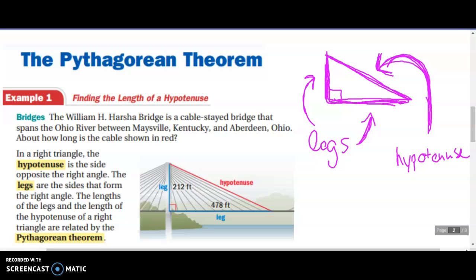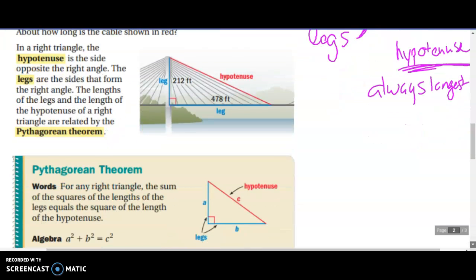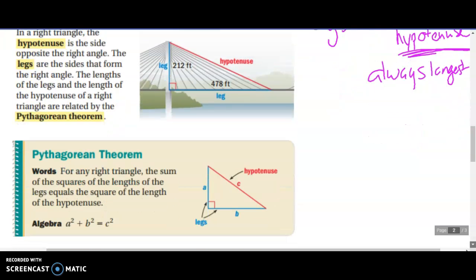I also want you to know, because they didn't talk about this in the video, the hypotenuse is always the longest side. The legs are always the 2 shorter sides. And then the Pythagorean theorem states, in words, and I love reading the definition because it sounds more confusing than it is: for any right triangle, the sum of the squares of the lengths of the legs equals the square of the length of the hypotenuse.